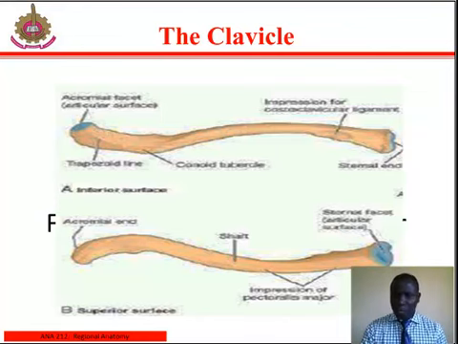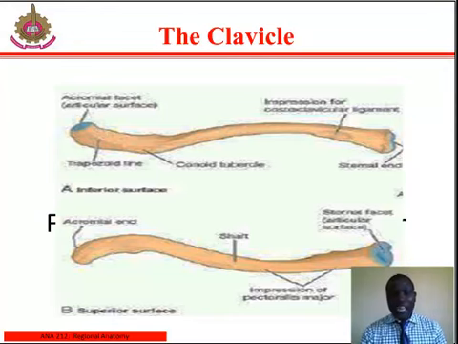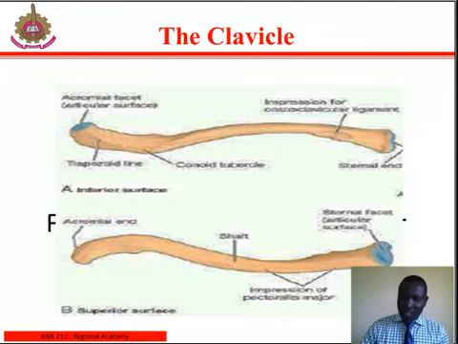Number 2, the clavicle forms one of the boundaries of the cervico-axillary canal, that is, the passageway between the neck and the arm, affording protection to the neurovascular bundle supplying the upper limb. And number 3, the clavicle transmits shocks, that is, traumatic impact, from the upper limb to the axial skeleton.